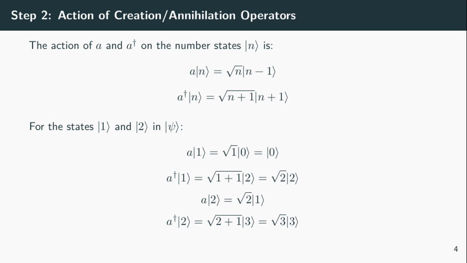Applying A to ket1 gives ket0 with a factor of the square root of 1. Applying A dagger to ket1 gives ket2 with a factor of the square root of 2. Applying A to ket2 yields ket1 with a factor of the square root of 2. And applying A dagger to ket2 results in ket3 with a factor of the square root of 3.